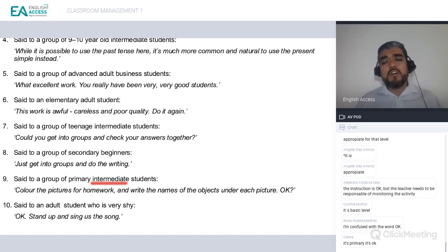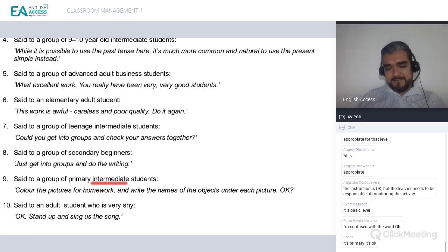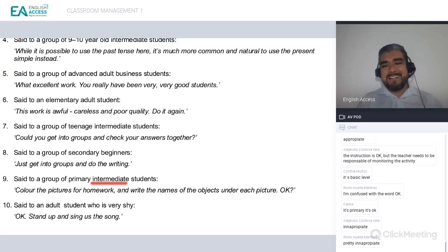Color the pictures for homework. Of course, the students must have the book, right? And they can see it, right? And the teacher can say, color the pictures for homework. Write the names under each picture. Okay? It's primary, as Karina said. And finally, said to an adult student who is very shy, okay, stand up and sing us the song. It's very inappropriate.